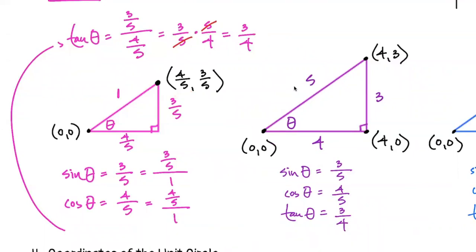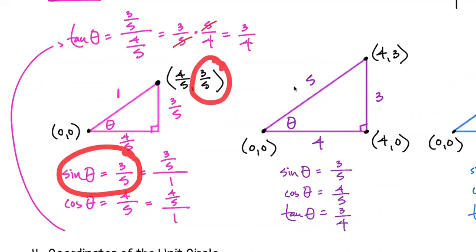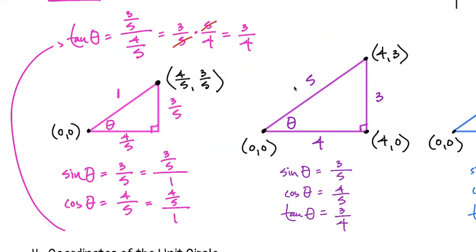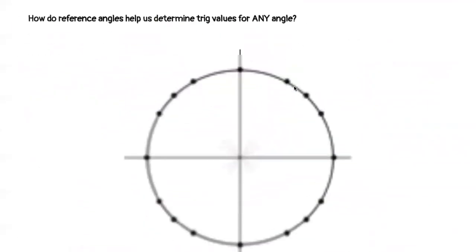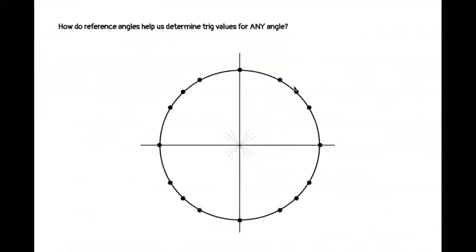And we also said before break that the y value of the coordinate is the sine of that angle. Right? And we can see here again that that does indeed match up. All right. So let's take a look at this unit circle.